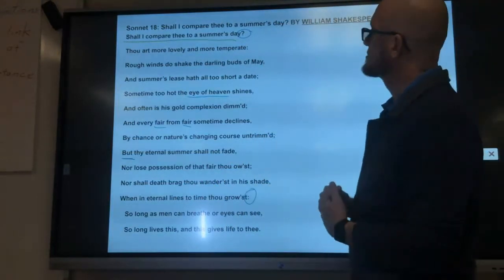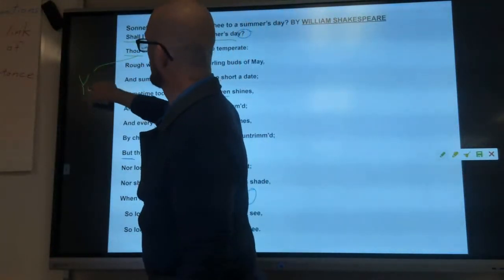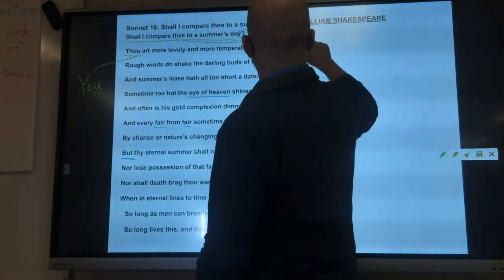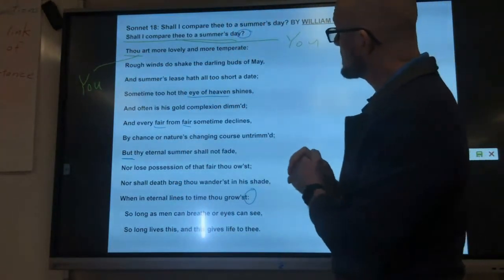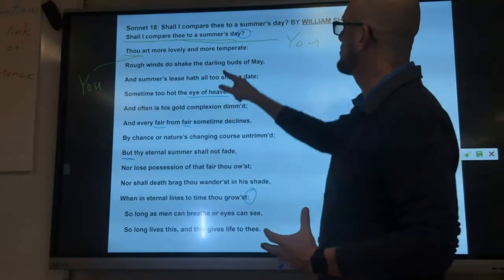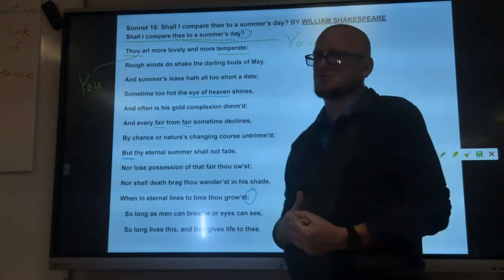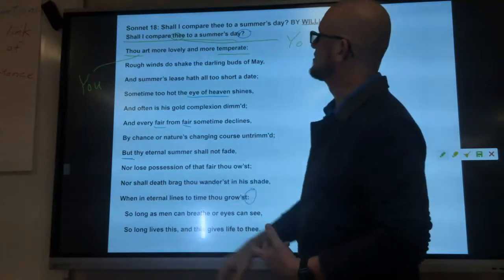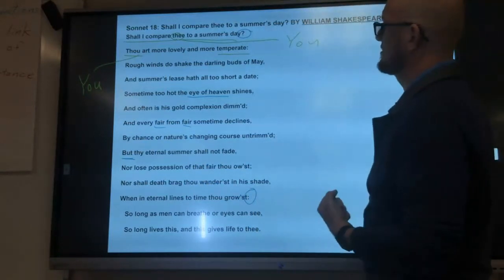Then he goes on with his logic here. Thou, now this is Shakespearean English for you, as is thee. Thee and thou are two forms of you. Thou would always be used at the beginning of a sentence. Thou art more lovely and more temperate. You're more lovely and more comfortable, more pleasant than a summer's day. In other words, he's saying it's not a good comparison because, my beloved, you are much, much more pleasant and more lovely than any summer's day.